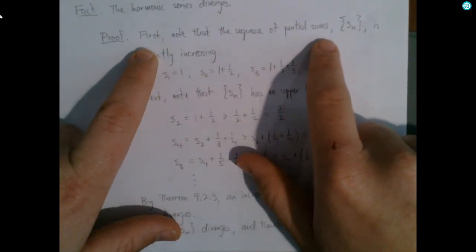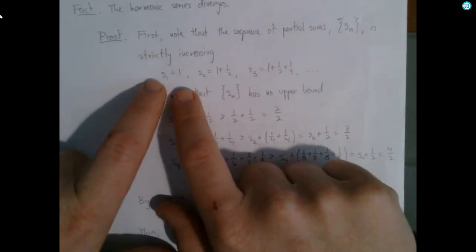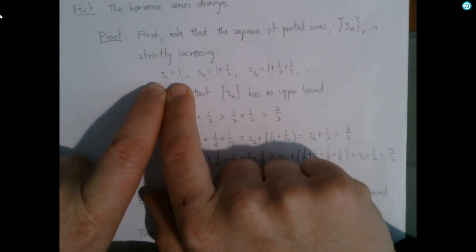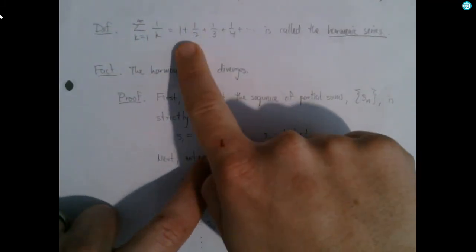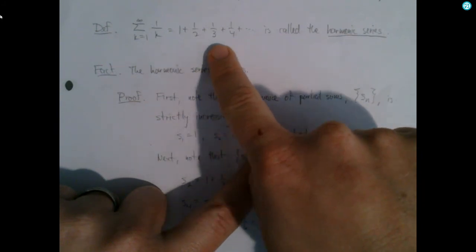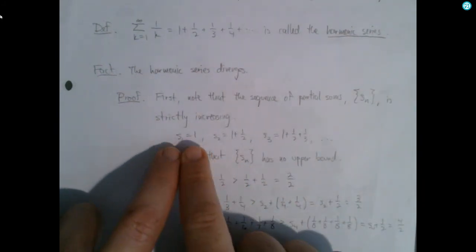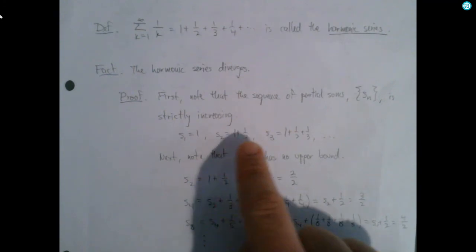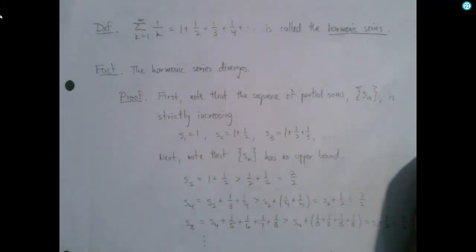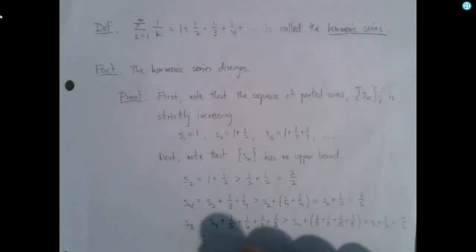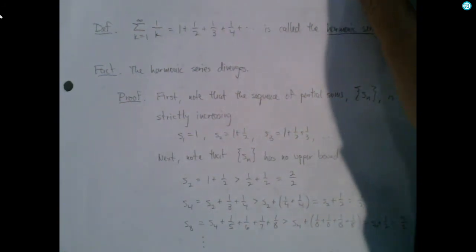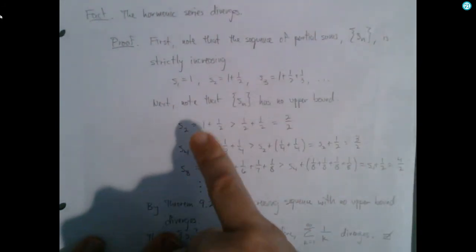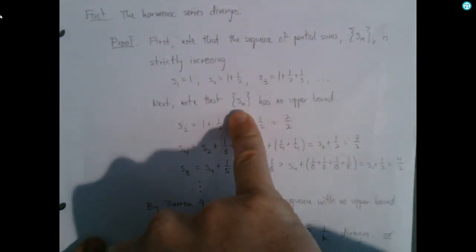But first of all, note that the sequence of partial sums, S sub n, is strictly increasing, right? So S1 would be 1, S2 would be 1 plus 1/2, S3 would be 1 plus 1/2 plus 1/3, and so forth. And this sequence, S1, S2, S3, S4, is strictly increasing because you keep adding values to the previous term in the sequence. All right, so it's a strictly increasing sequence, and it has no upper bound, right? So this sequence has no upper bound.